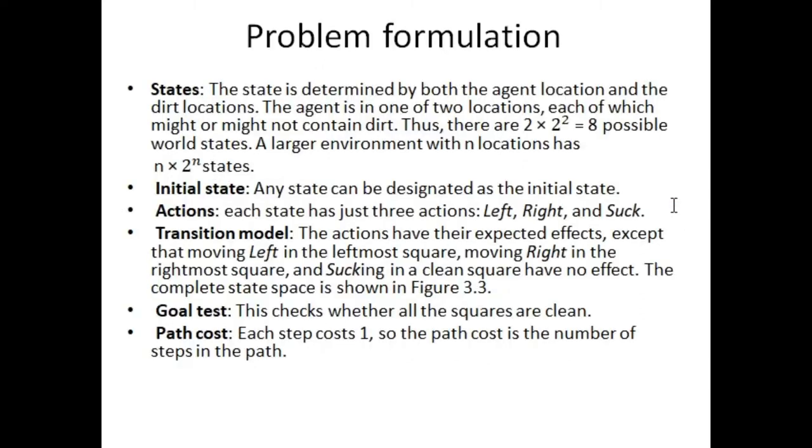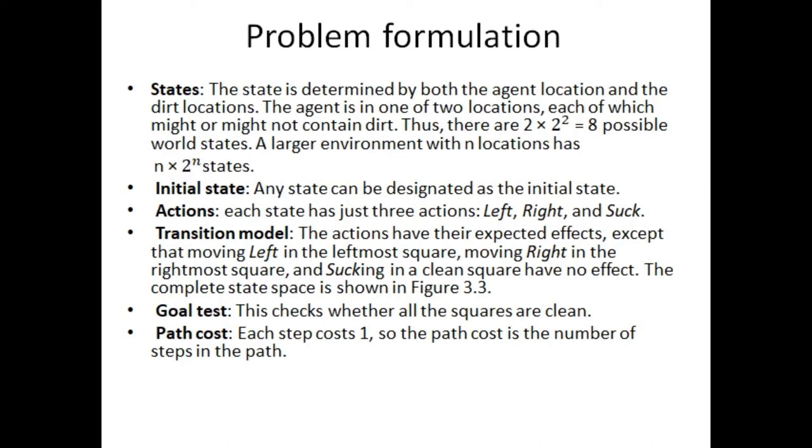So look at this slide. So there is another new thing. You can see that the total number of possible world states is 2 multiplied by 2 raised to power 2, which is equal to 8. So this is the formula, n multiplied by 2 raised to power n, where n is the number of locations. So a large environment with n locations has n multiplied by 2 raised to power n states.